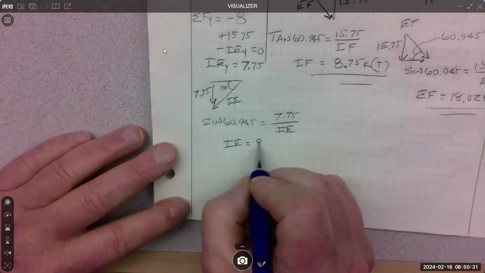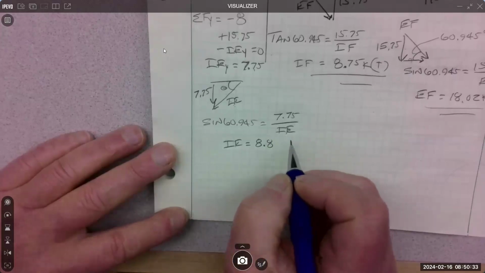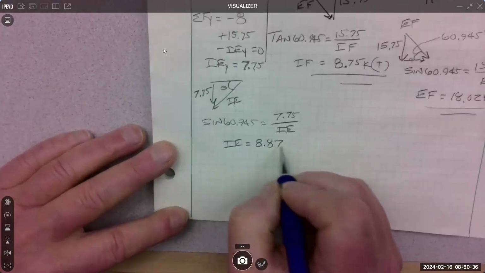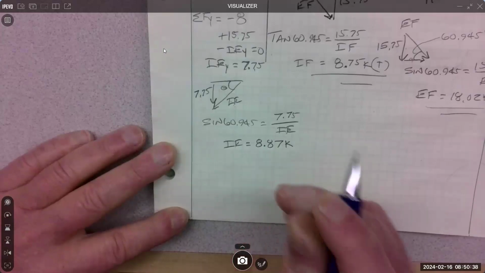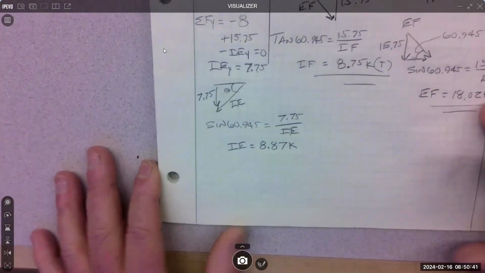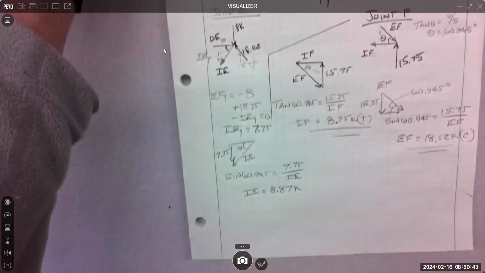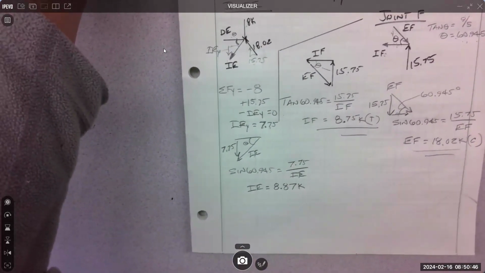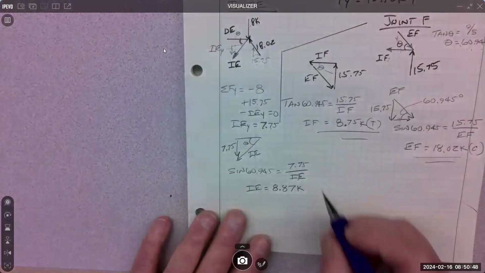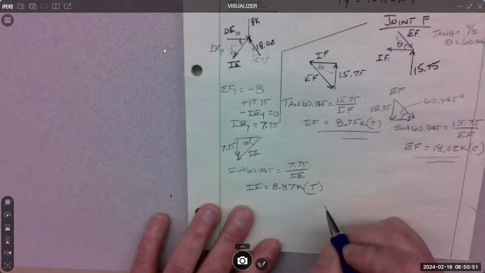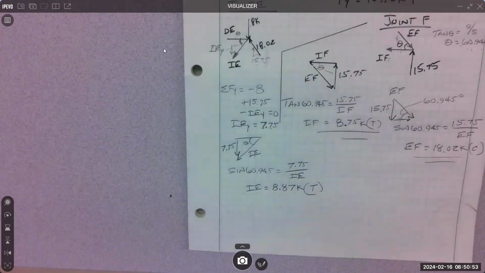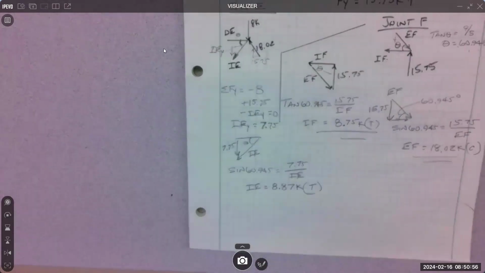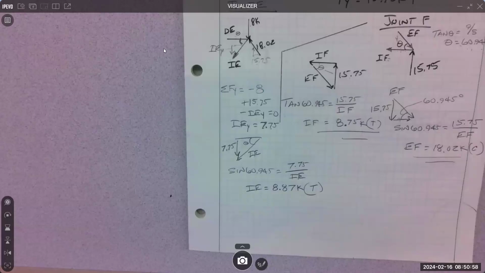...8.7 pips. And it's pointing away from the point, so it is in tension. ...87.